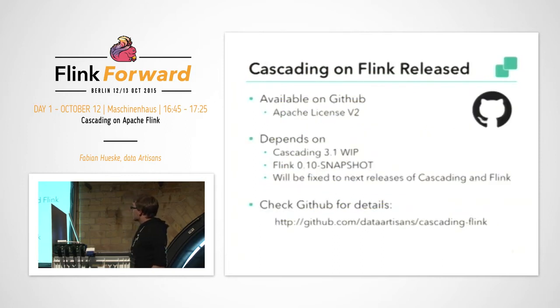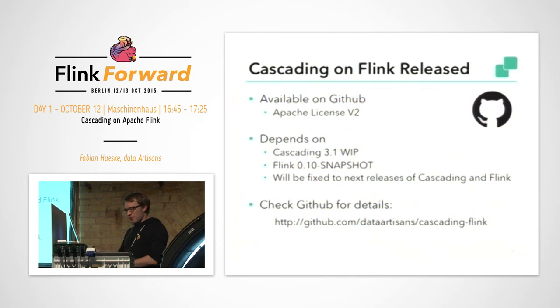We released Cascading on Flink about 2 weeks ago. It's available on GitHub, also open source under Apache license. And it depends right now on 2 snapshot versions. So it depends on the Cascading 3.1 work in progress branch and the Flink 0.10 snapshot branch.